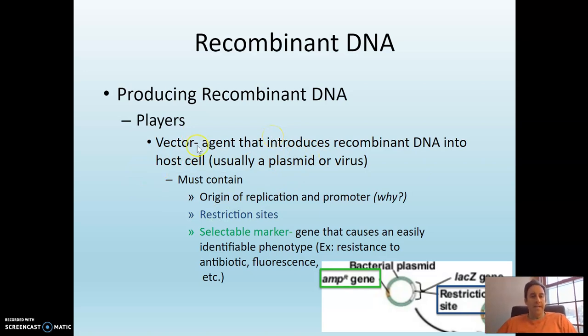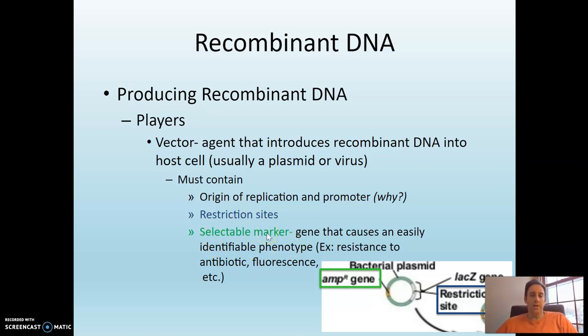Now, in order to be effective, a vector must contain an origin of replication and a promoter. This makes sure that that vector DNA can replicate itself and be transcribed and translated. It needs restriction sites so that it can also be cut with restriction enzymes. We'll see why soon. And then it needs a selectable marker.